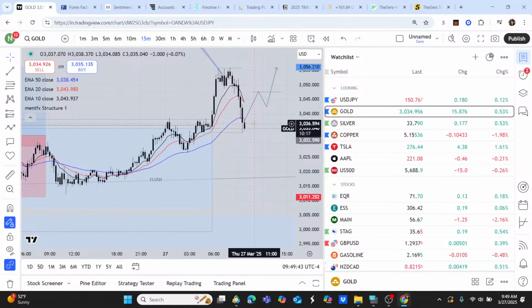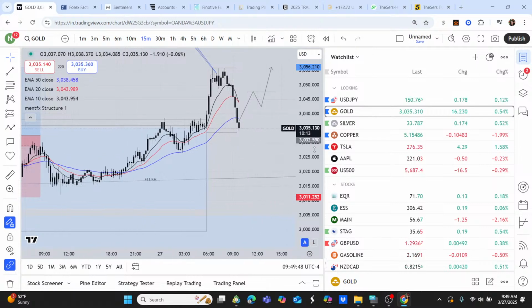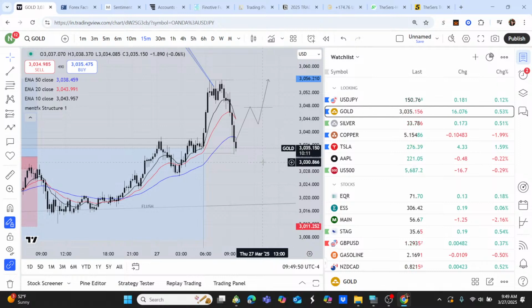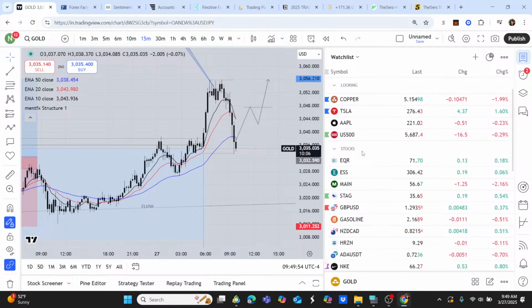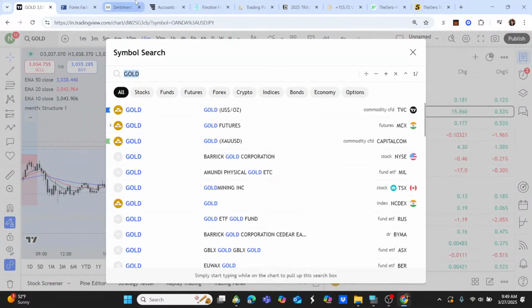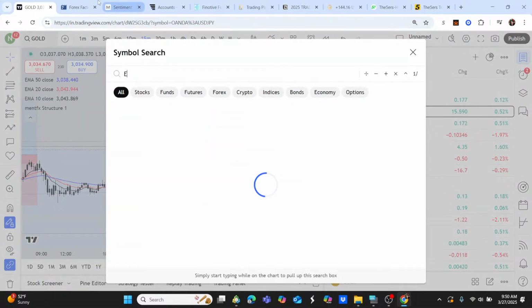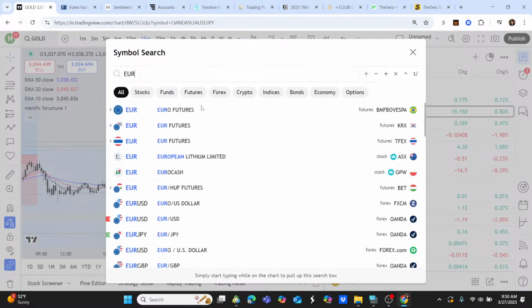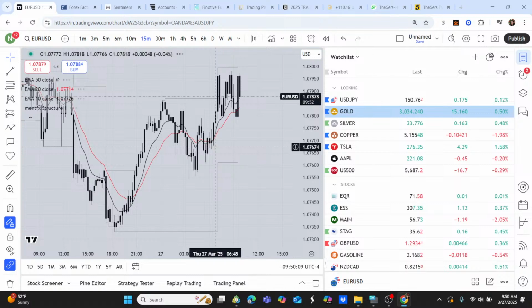This is a waiting game. 15 minutes is going to take a while to play out too. I think Euro USD was looking good last time I looked at it too, so I'm going to take a slight peek at Euro USD. I think it was having a nice cycle last time I had checked it.